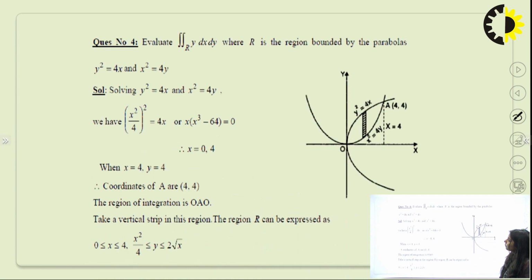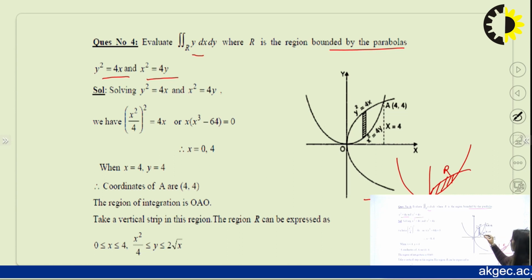Now next, we have to evaluate the integration of y over the region R, and here the region R is bounded by the parabolas y square equals 4x and x square equals 4y. So first we will draw the region. We draw the x-axis, y-axis, and the curve y square equals 4x and the curve x square equals 4y. So this region, bounded by both parabolas, is the region R.